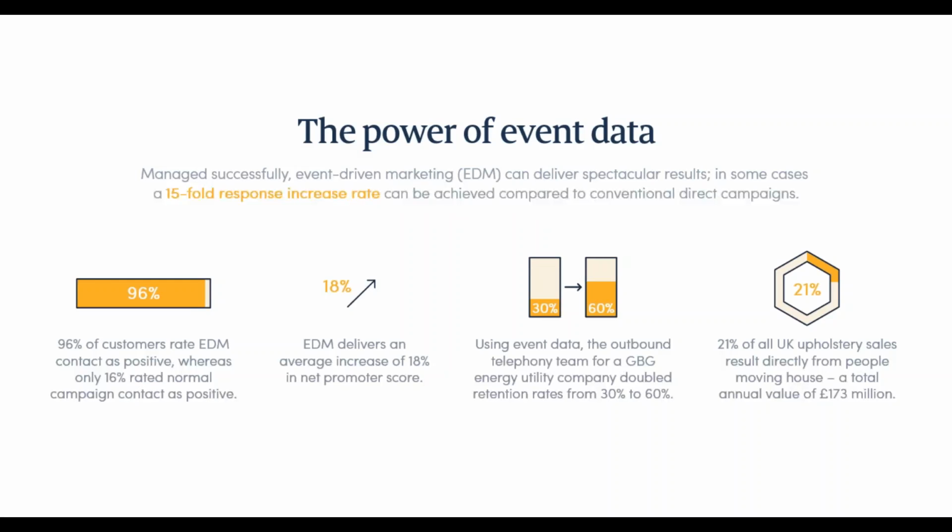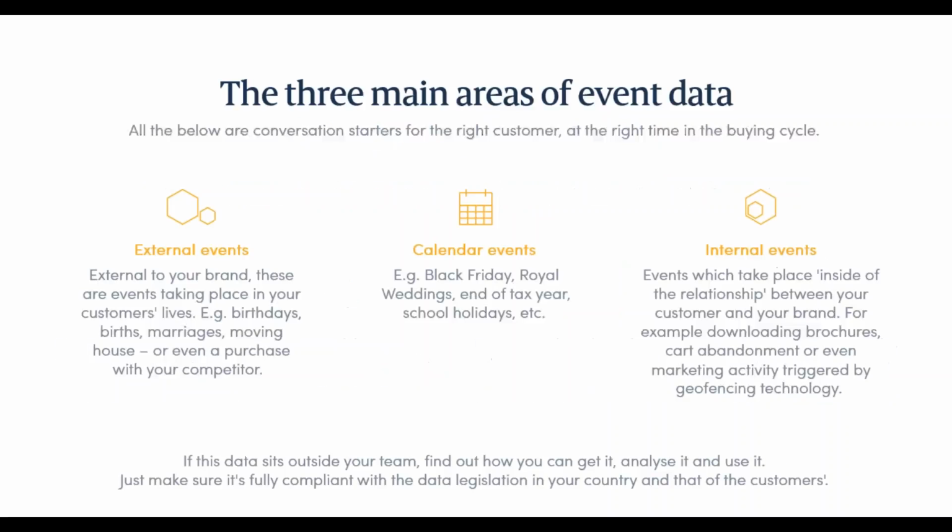So what kind of data can you use for this? Well, we tend to group the possible events into three areas. And first of all, there's external events. And that's events which are external to your brand, but relevant to your customer. Like they have a baby, or they move house, or even purchasing with one of your competitors. You often can't get that kind of data in-house, but going through a data partner, you might be able to get this kind of information about your customers and your prospects. And you can use these things to relate your brand to your customers.